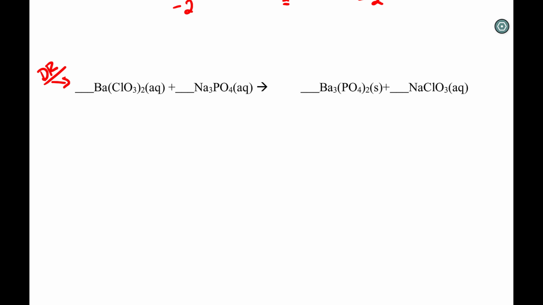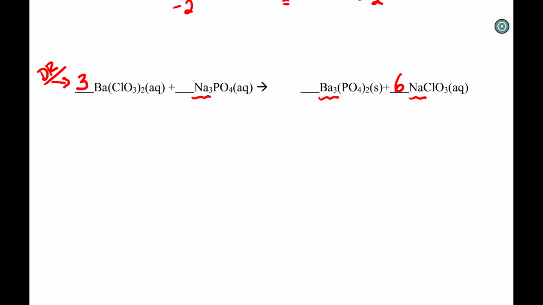So I notice there's a few things going on here. I have 3 sodiums here, and I only have 1 sodium there. I have 3 bariums here, and I only have 1 barium here. So I'm going to start by saying I need to have 3 bariums on this side, but what that does is it goes 3 times 2 chlorates, which I need now is 6 chlorates. I'm going to go back to the other side. I need to make this a 6 to get those 6 chlorates.